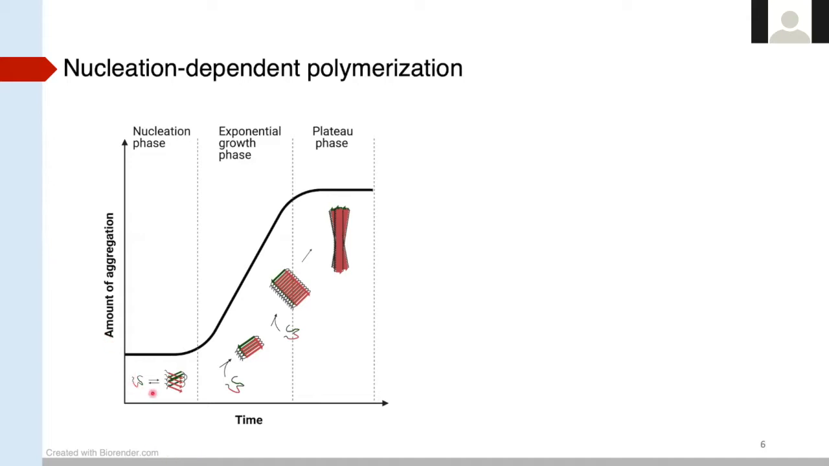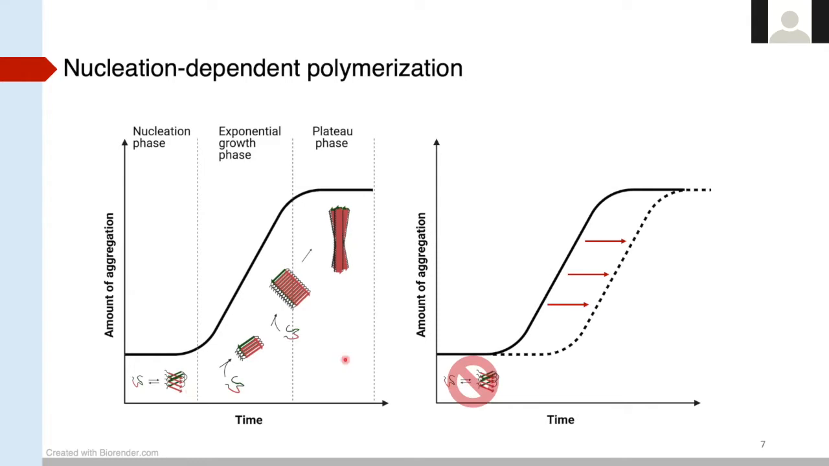So, as I said, this is an equilibrium, and therefore this step is really challenging to study in vivo. But the idea is basically that by targeting this specific step, we could delay this aggregation process and thereby delay the disease onset, as shown with this dashed line.